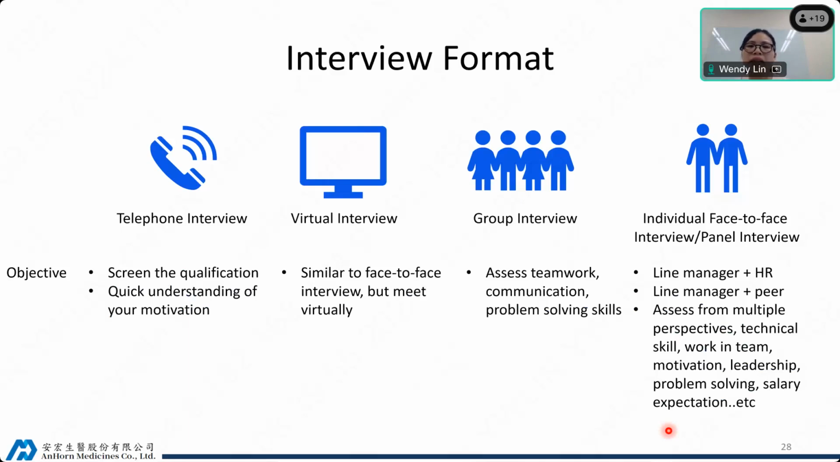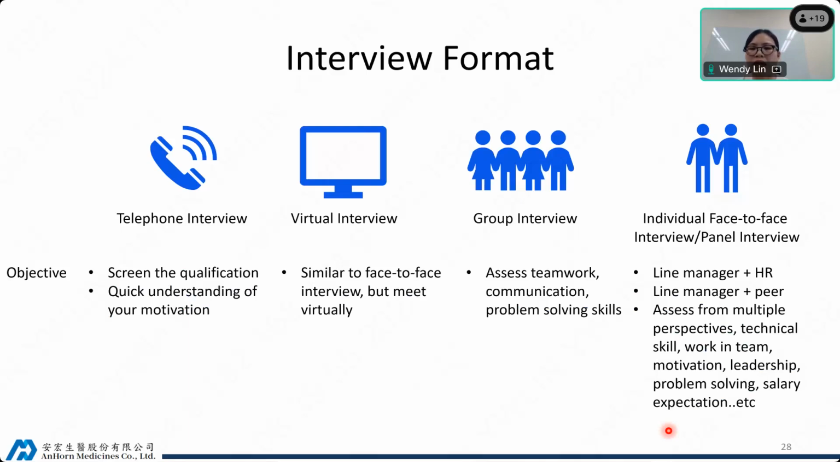Then in the end, there is a very typical interview format, a face-to-face interview. You will have a one-to-one interview with the hiring manager or direct manager, and you will also meet the recruiter or the colleagues that you will work with in the future. We will evaluate the candidate from multiple perspectives.